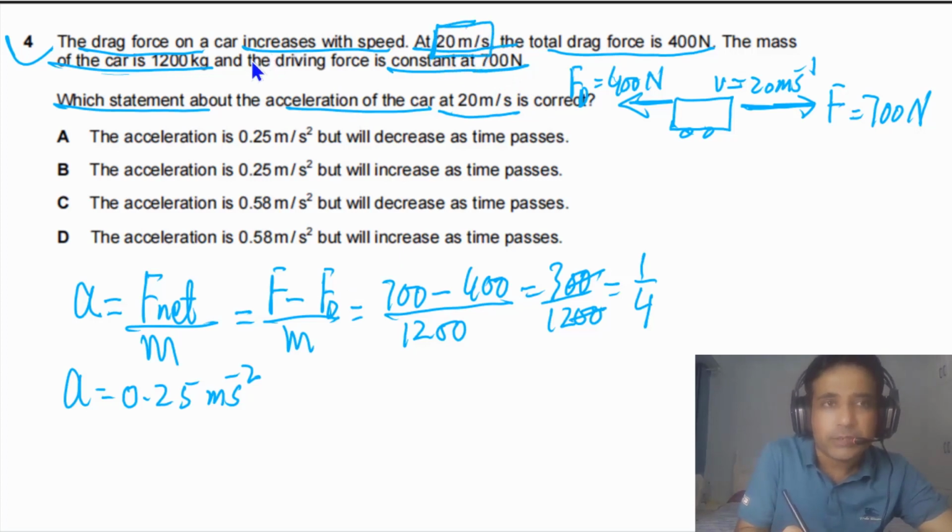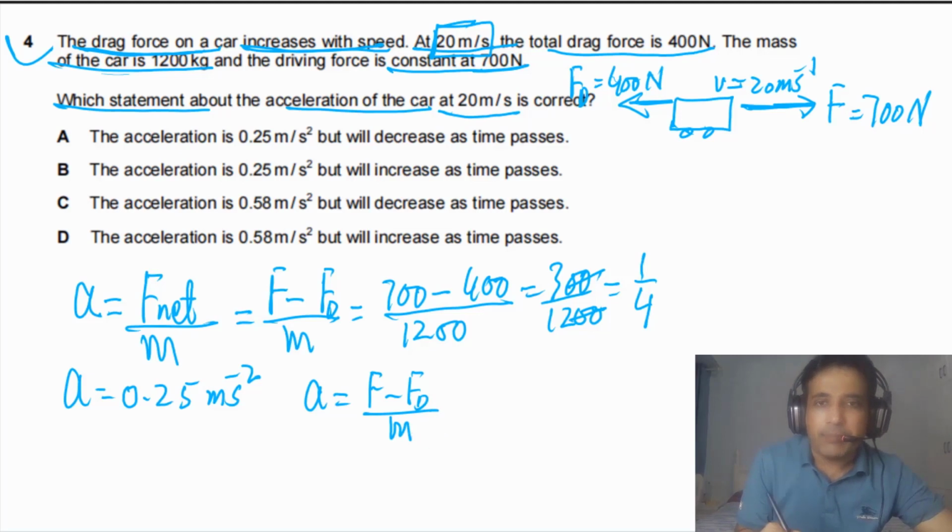But in the question it is given to us that drag force increases with speed. So if the speed of the car increases, because the car is accelerating, the drag force will increase. So we can write a is equal to F minus Fd divided by m. If drag force increases, overall this will decrease. So the net force will decrease.